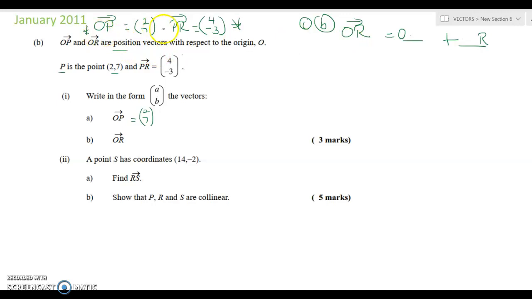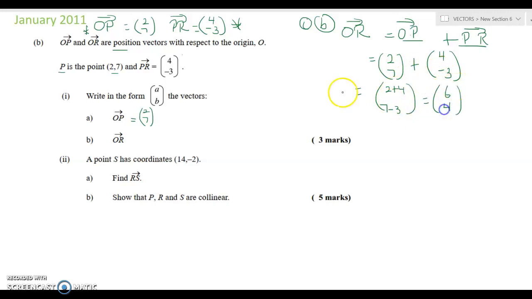Well, we have OP and PR. So we could put OP and PR, right? So vector OP plus PR. So OP is (2, 7) plus PR, which is (4, -3). So we're going to get 2 plus 4, and then 7 take away 3, right? So we're going to get (6, 4). So OR is (6, 4).